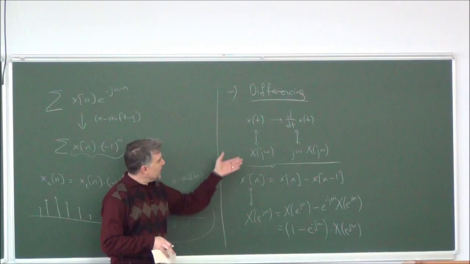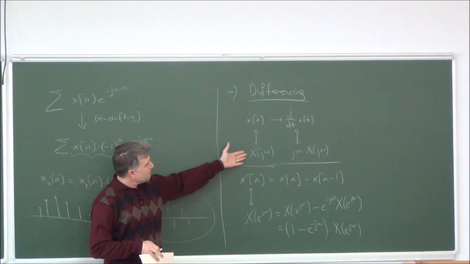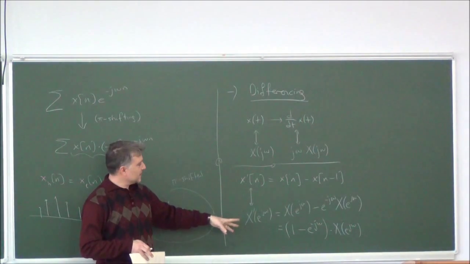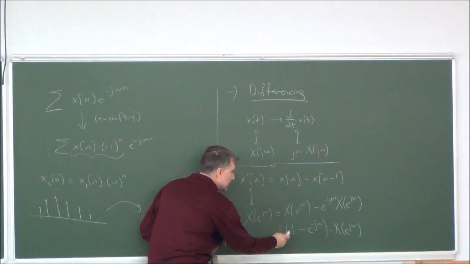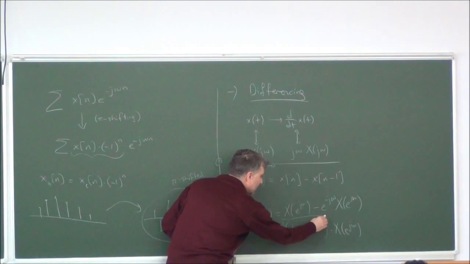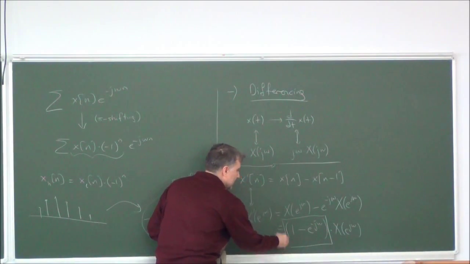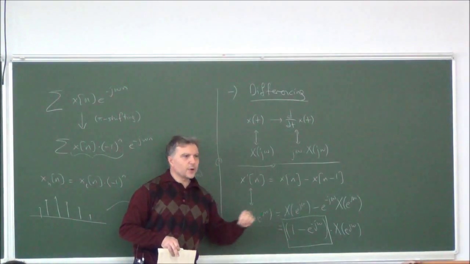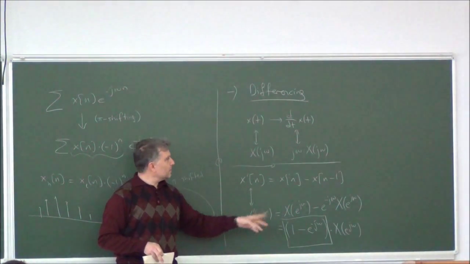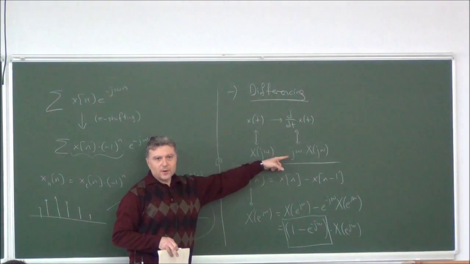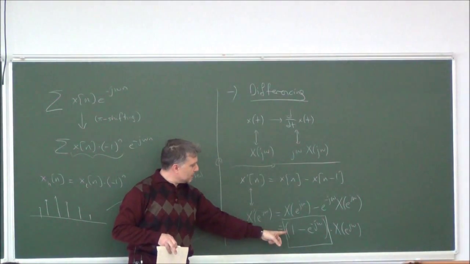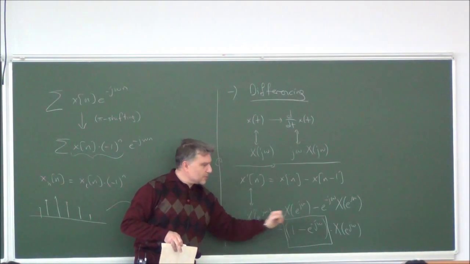Now with respect to the top thing, what can we say about the differencing effect? The differencing effect is nothing but multiplication with this, 1 minus e to the minus j omega. It's not multiplication with j omega anymore. Previously it was simply multiplied by j omega. Now it is multiplied by 1 minus e to the minus j omega.